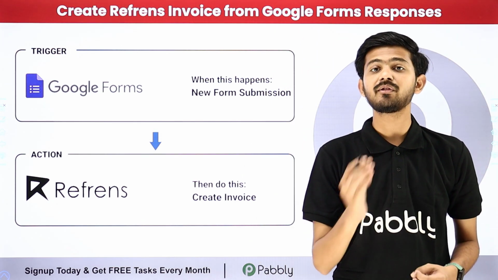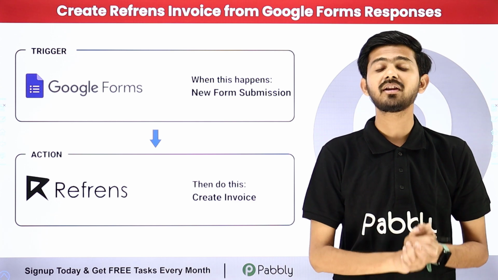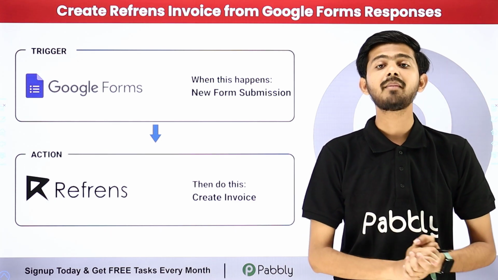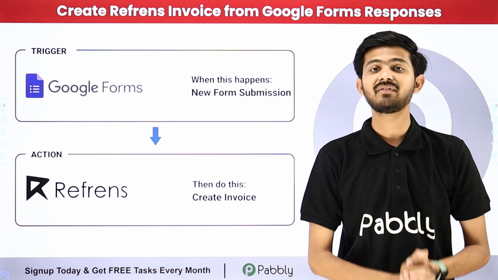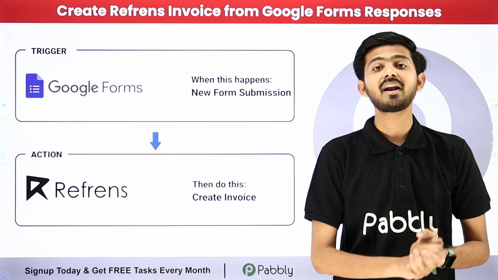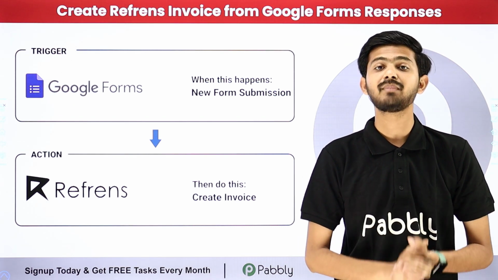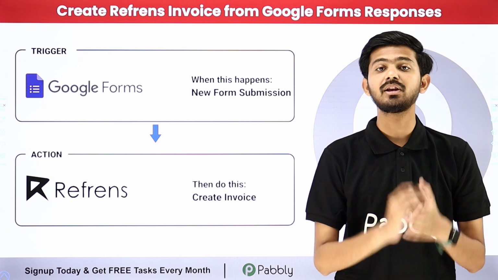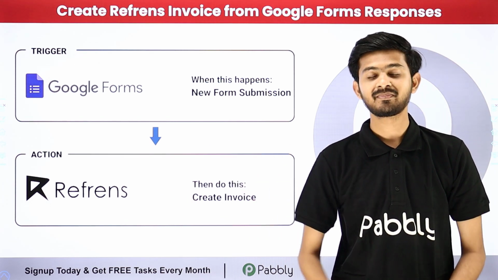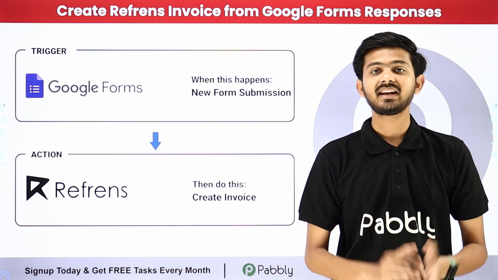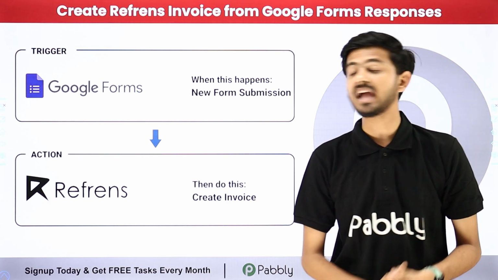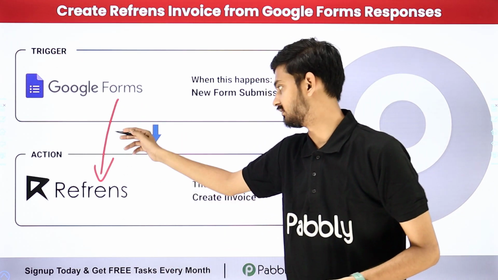So suppose I'm using Google Form to create new orders or to get the responses of new sales. My objective is that whenever I receive a new response from Google Form, then automatically, by capturing all the details of my form submission, I create a new invoice using reference. For doing this automatically, I have to build a connection between Google Forms and reference.